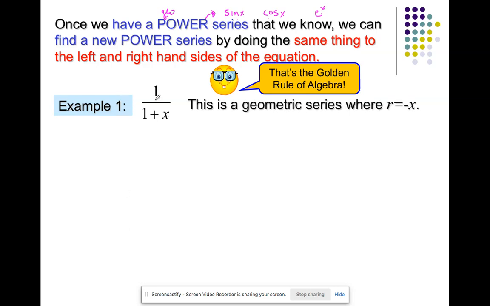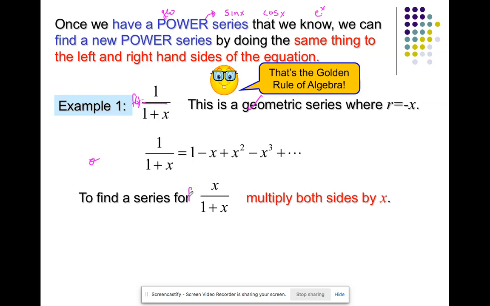So for example, here is a geometric series. I recognize the pattern, 1 over 1 minus negative x. So this is my function. What if I want a power series representation for it? Knowing my geometric series, it's a r to the 0, a r to the 1, a r to the 2, a r to the 3, done and done. Geometric.